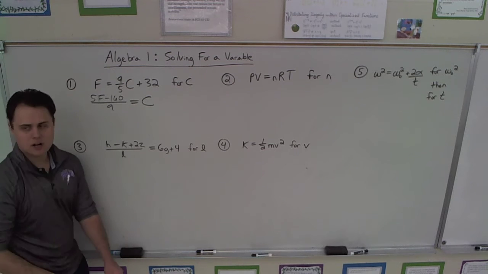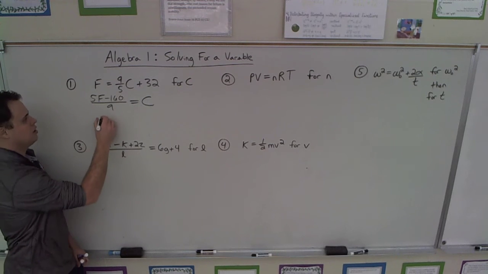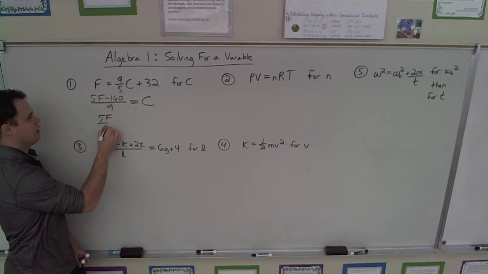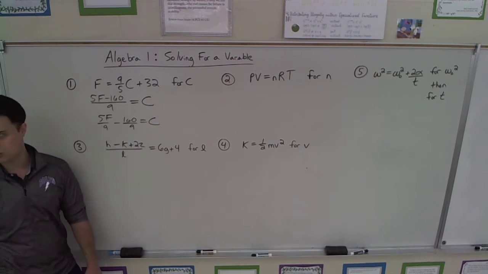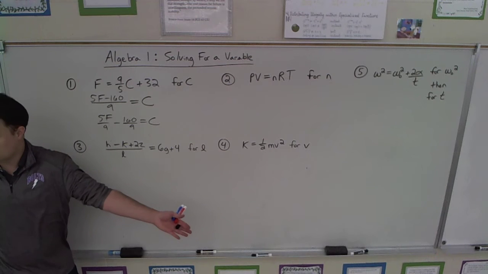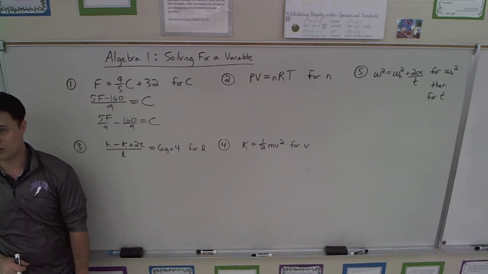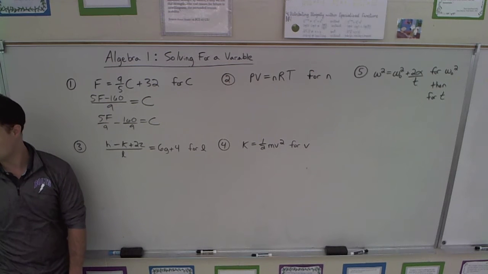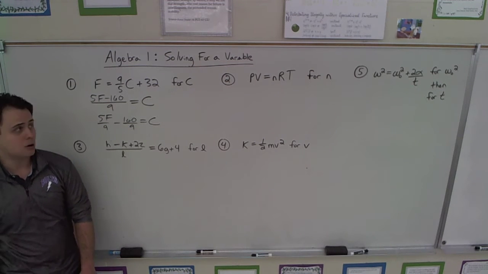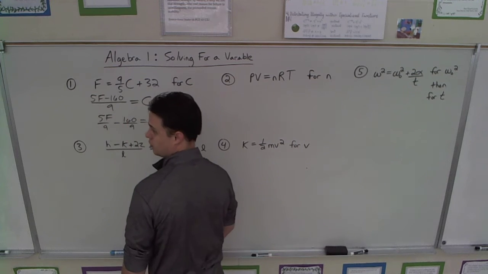And if I wanted to, I could split up that common denominator and write it as 5f over 9 minus 160 over 9, and even try to reduce those. You can or you cannot do that. That's a judgment call that you're going to make yourself, okay? This or this are both the right answer. I don't care which one you give me. Hopefully you can decide that they're both correct.